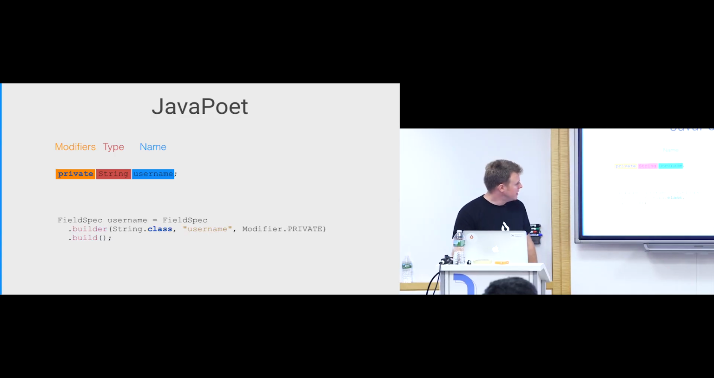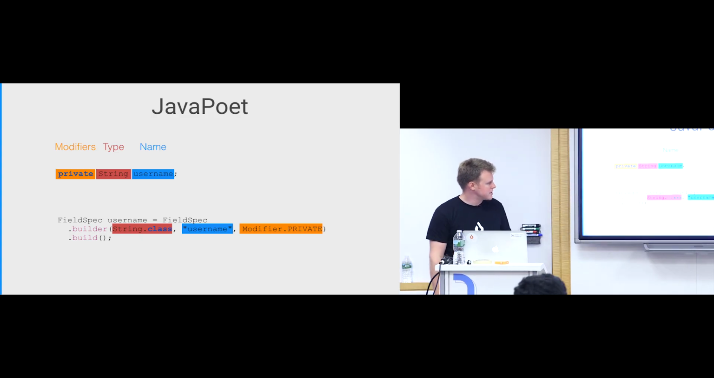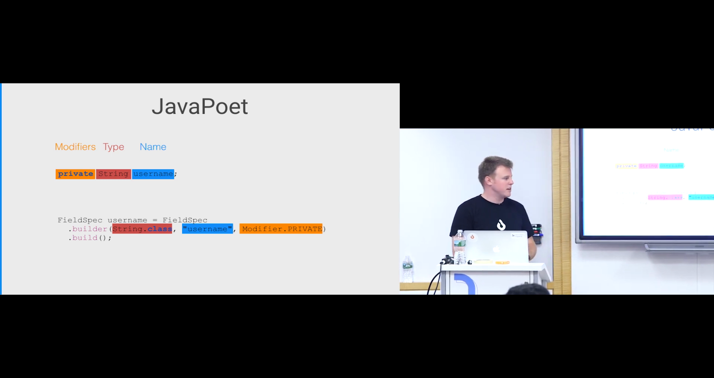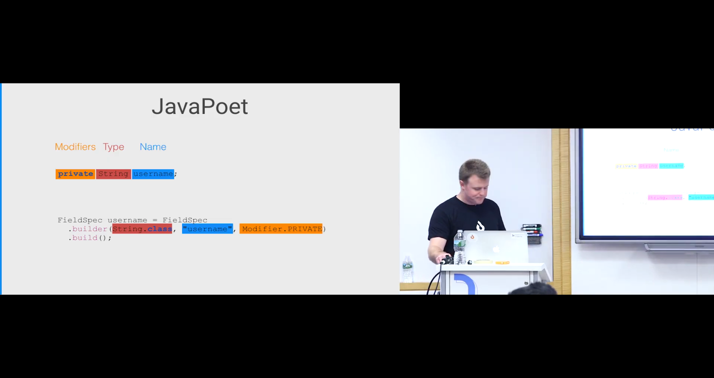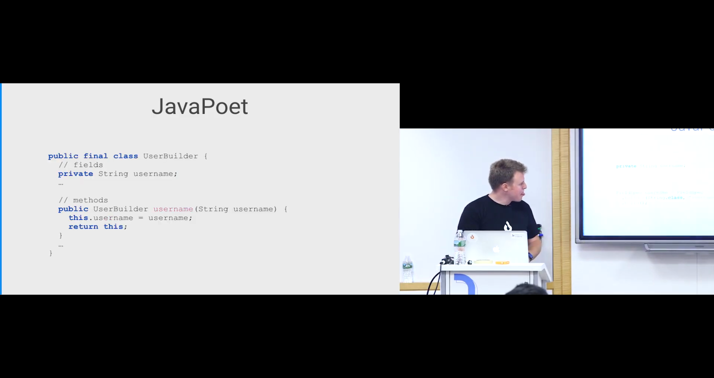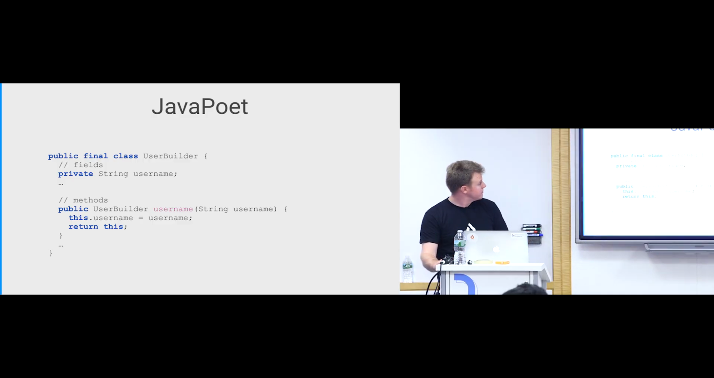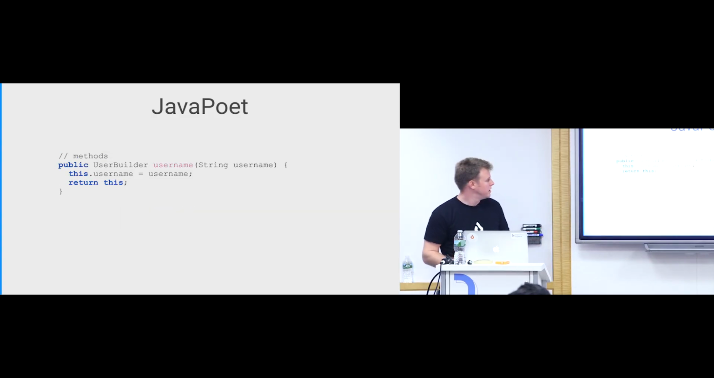We're making a field here, and you'll notice all of those elements are existing down there. We can add all of the modifiers that we want. We add the type and the name, and now we have a FieldSpec which tells Java Poet how to write that field. All right, so now we have our fields. That's pretty easy. So moving on, methods.